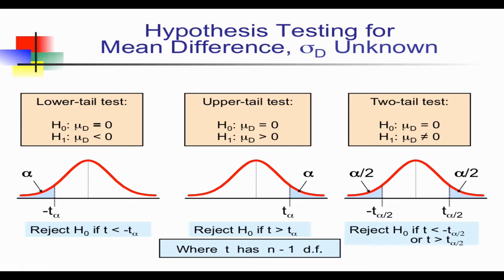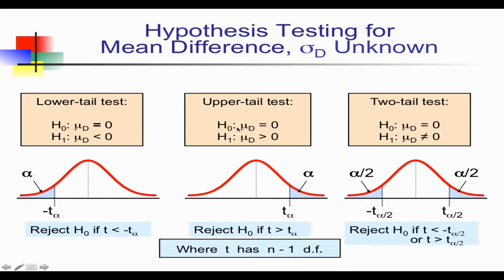So hypothesis testing for mean difference, when sigma d is unknown, there are 3 scenarios. One is a two-tail test. Essentially, the null hypothesis is mu d equals to 0, and the alternative is mu d does not equal to 0. So in that case, your rejection region is distributed in both sides of the x-axis, and you got alpha over 2 from each side.